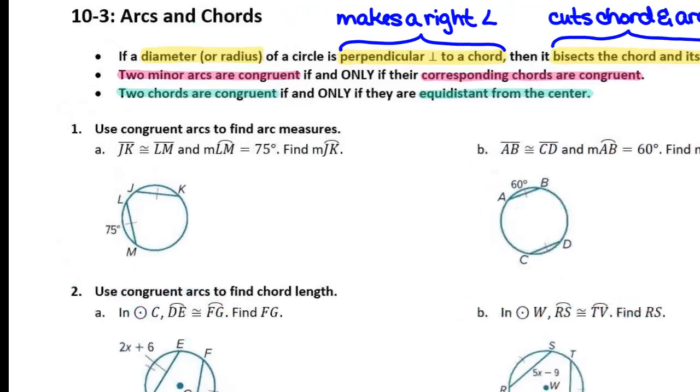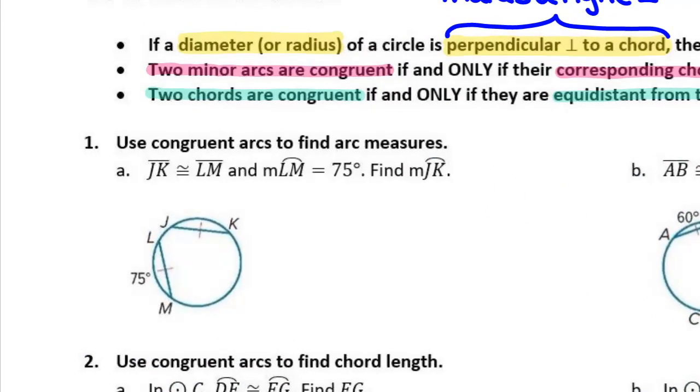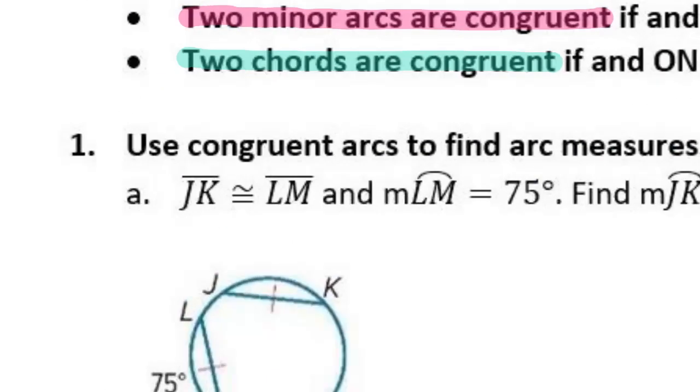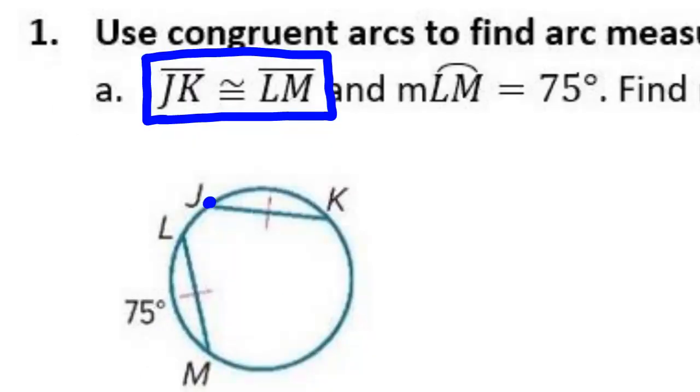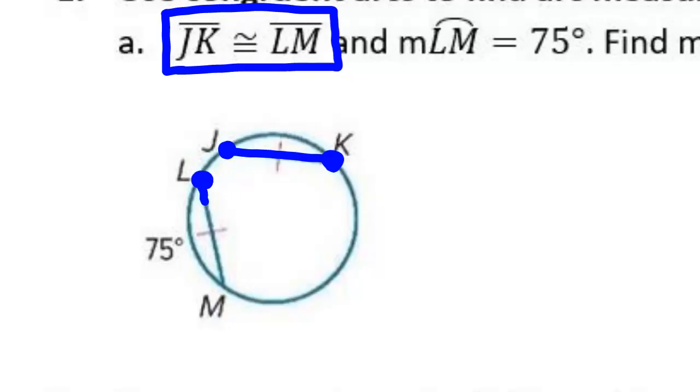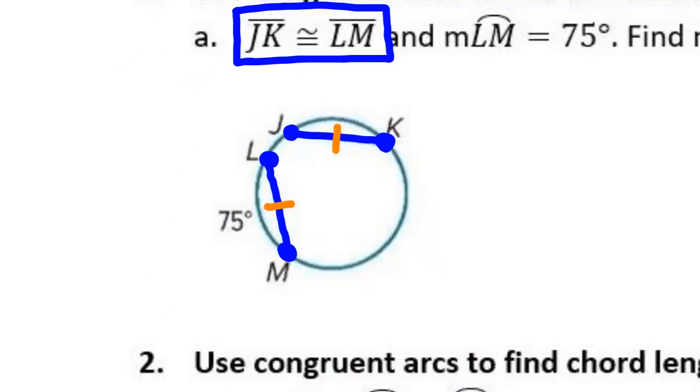Let's look at number one, part A. Number one says use congruent arcs to find arc measures. Part A says that segment JK, which is a chord, this one right here, and segment LM, which is another chord right here, are congruent to each other. Well, if those two chords are congruent to each other, what would that mean about arc JK and arc LM? They are also congruent to each other.